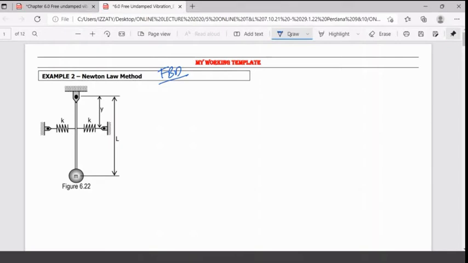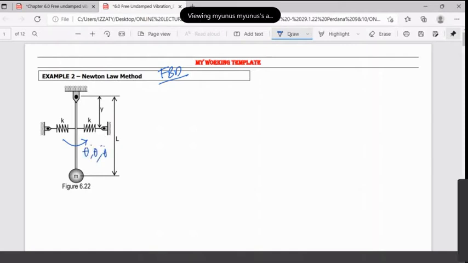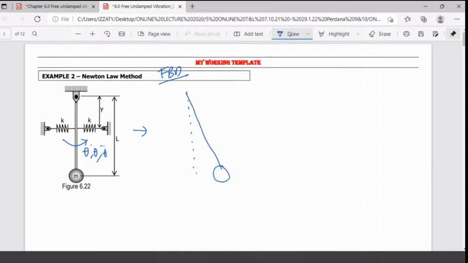Allow me to displace this one and you release it, displaced with theta, theta dot and theta double dot. Then the system will become like this. Here is the initial line. This one will displace a bit with theta, and this is the fixed point, let's say it's about O. You will have theta dot, theta double dot.